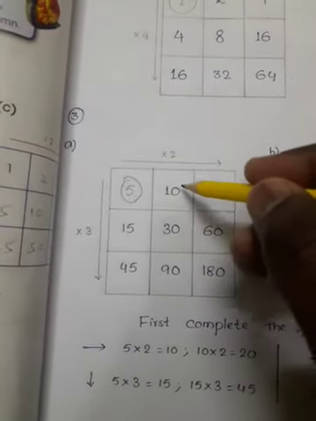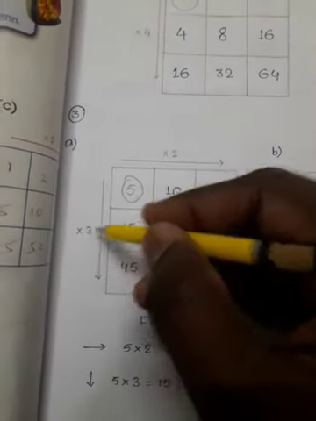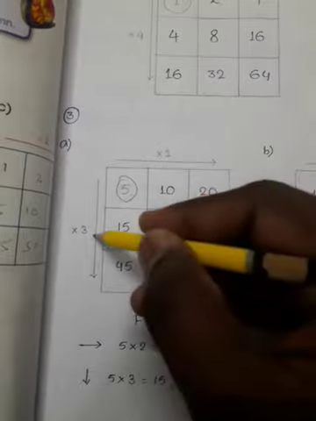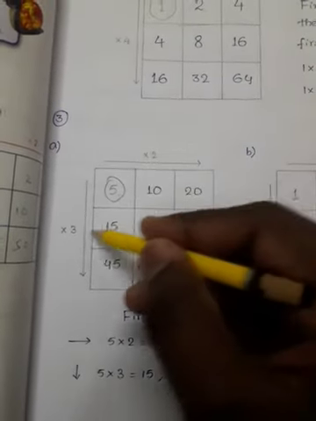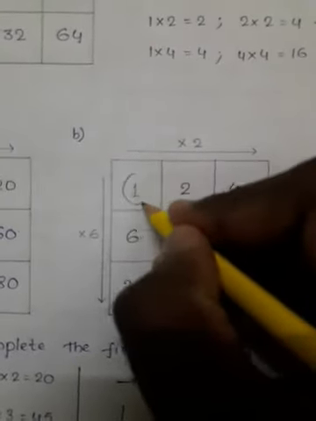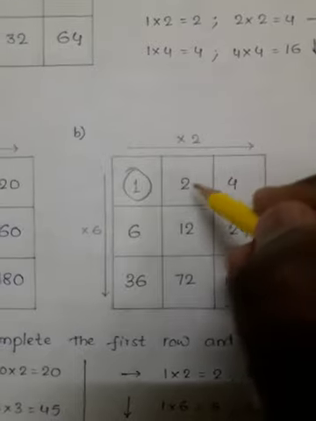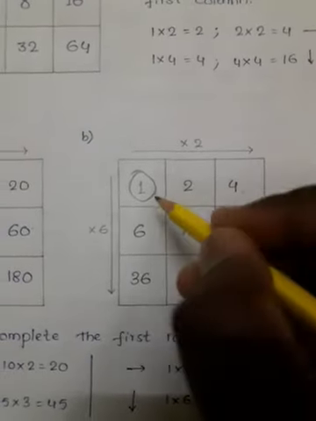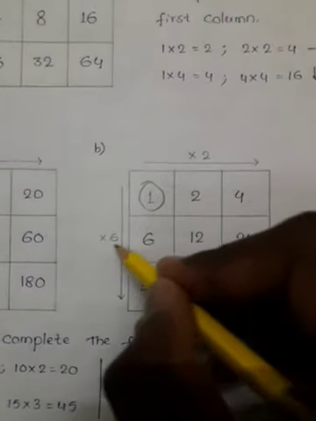If I want to write it this way, I use the 10: 10 multiplied by 3 is 30, 30 multiplied by 3 is 90, 20 multiplied by 3 is 60, 60 multiplied by 3 is 180. Okay. Now, again the last one, this is the 1. So, 1 multiplied by 2 is 2, 2 multiplied by 2 is 4. Then 1 multiplied by 6 is 6, 6 multiplied by 6 is 36.